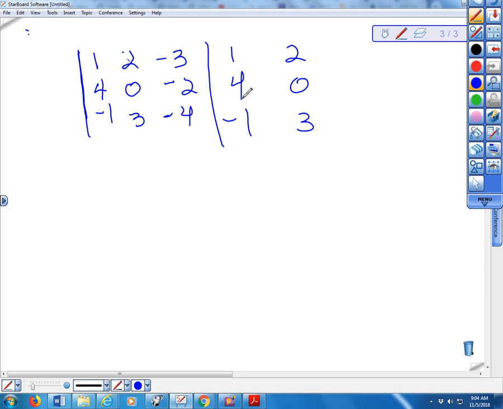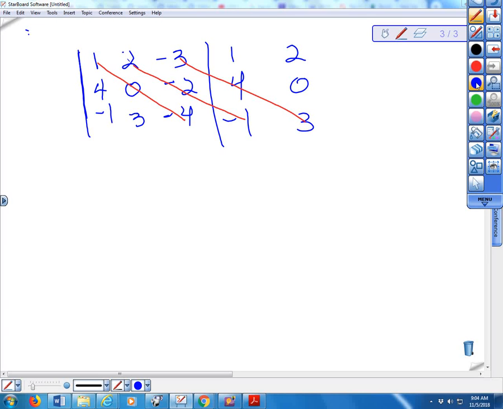Make sure when you're doing this that you're writing very neatly and you're keeping it organized, because what you're going to do is take these 3 diagonals first. 1 times 0 times negative 4 is 0.